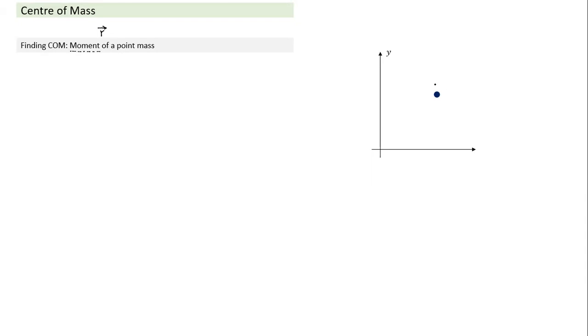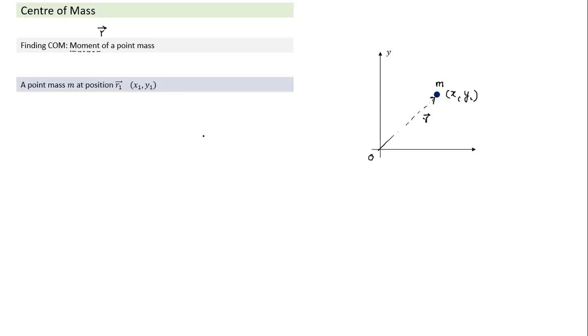Suppose there's a point mass m here, and I want to find the moment of this mass about origin O. In this reference frame, this point has coordinates x1, y1. The moment of this particular mass will be m into r, because m is a scalar quantity and r is the position vector. So r1 is the position vector, and x1 and y1 are coordinates.